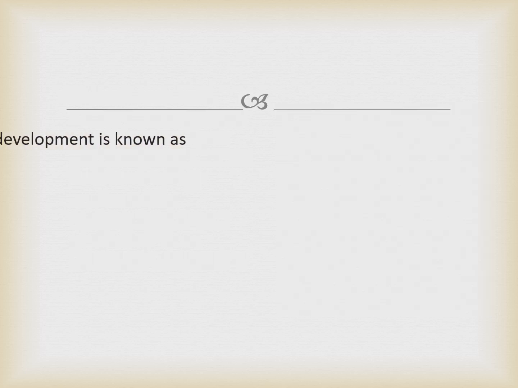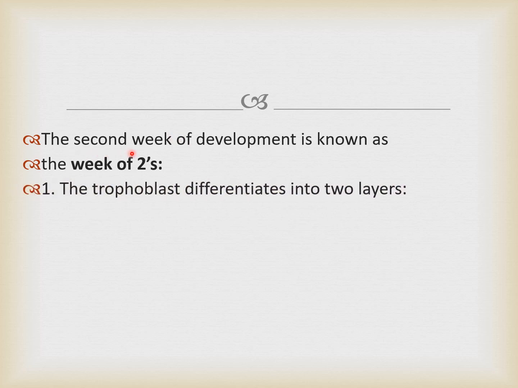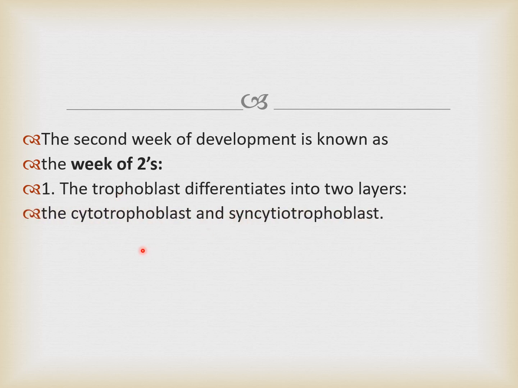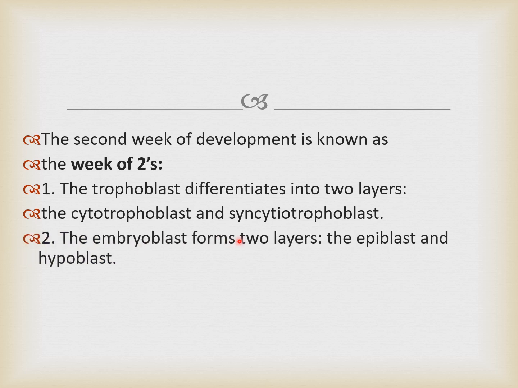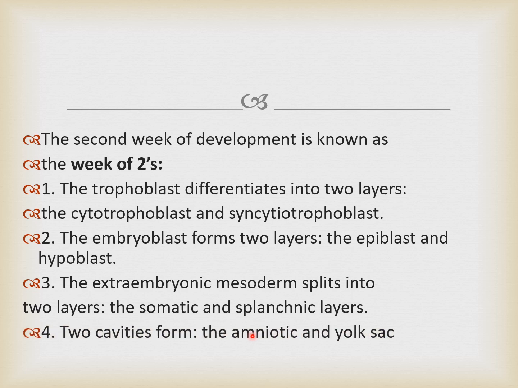Now we have learned that in the second week of development, two structures are formed. Therefore, this week of development is called the week of twos. The trophoblast differentiates into cytotrophoblast and syncytiotrophoblast. The embryoblast has two layers, the epiblast and hypoblast. The extraembryonic mesoderm splits into somatic and splanchnic mesoderm, and there are two cavities, the amniotic and yolk sac cavities. So the second week of development is known as the week of twos.